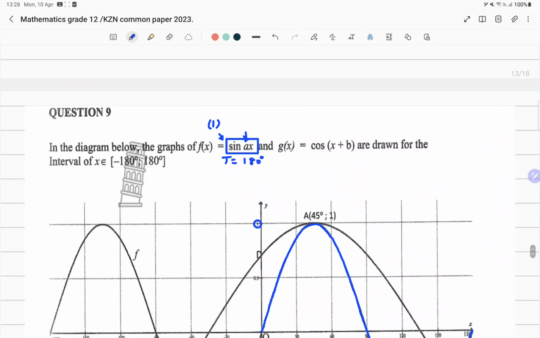So what does that mean? This then means that if we're looking for a, it is going to be the old period, which is 360 degrees, divided by the new period, which is 180 degrees. This gives us just 2. Okay, so we know that our a is basically a 2.